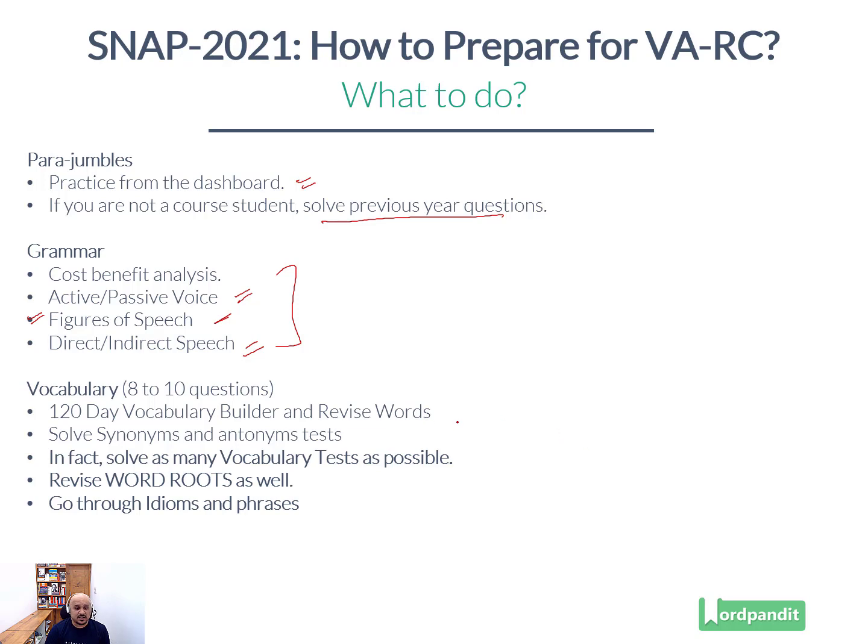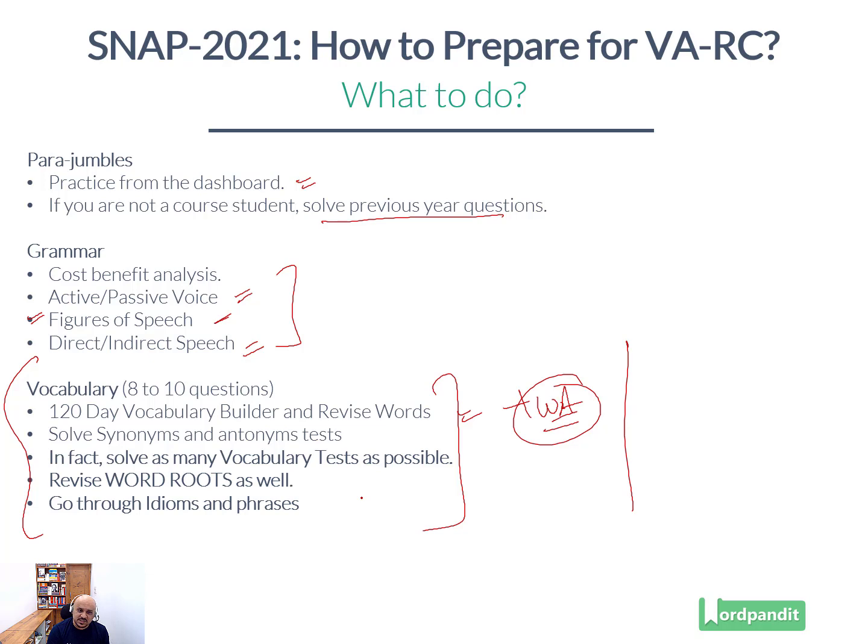For vocabulary, if you're a course student, you cover the 120-day vocab builder, plus you attend the WhatsApp audio events that we will be conducting for our course students. You also focus on things such as synonyms and antonyms, vocabulary tests, word roots, go through idioms and phrases. So these are all the things which are present in the course. So you do that. People who are not in the course, please practice vocabulary questions for all these different topics.